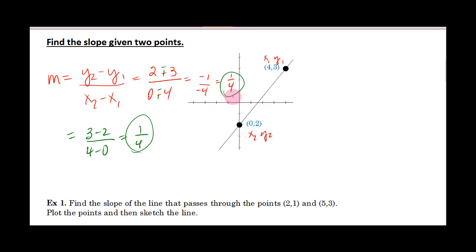This will always work as long as you're going in the same direction for the y's as you do for the x's. Notice I started at the first point and I subtracted the second point for both the x's and the y's when I got this one. The first time I did it, I started with the second point and subtracted the first point. As long as you do the same thing for the y's that you do for the x's, you won't have a problem with your signs.